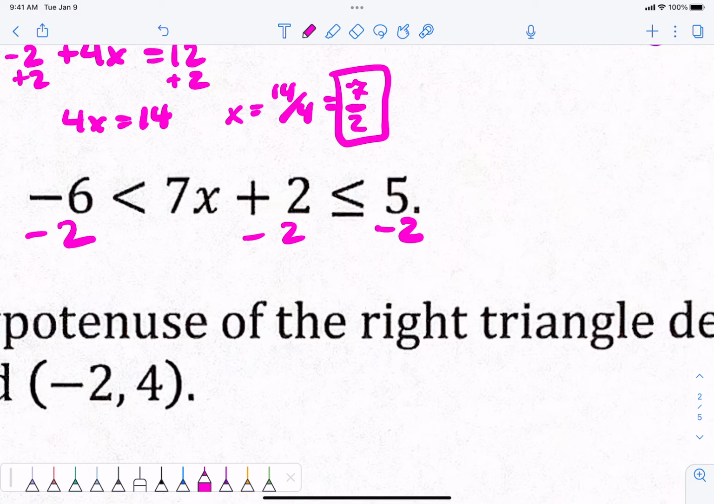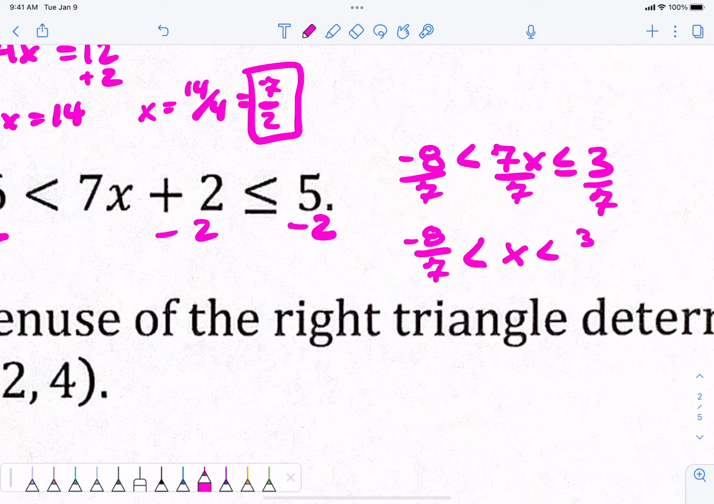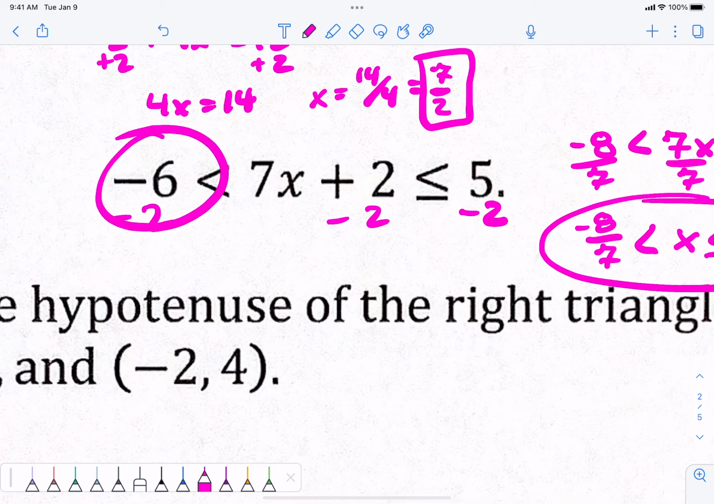So negative 8 is less than 7x, which is less than or equal to 3. And then divide everything by 7. Divide by 7, divide by 7, divide by 7. Negative 8 over 7 is less than x, which is less than or equal to 3 over 7. Now that only works because we don't have x's over here that we need to then add and do stuff, okay?